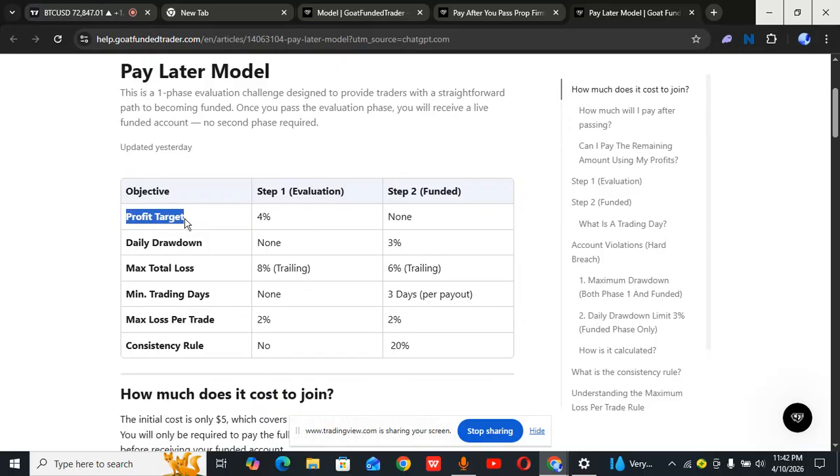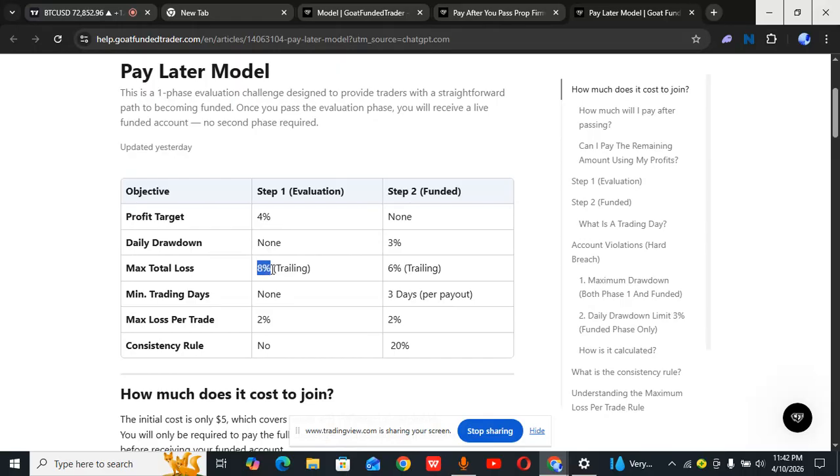Now, as you can see over here, it says the profit target under the step one evaluation, which is the only evaluation phase, is 4%. Then over here, you have the funded stage. You don't have any targets, just trade and trade as you go. Let me just put it that way. So daily drawdown over here on step one is none. So they don't have a daily drawdown on this particular account.